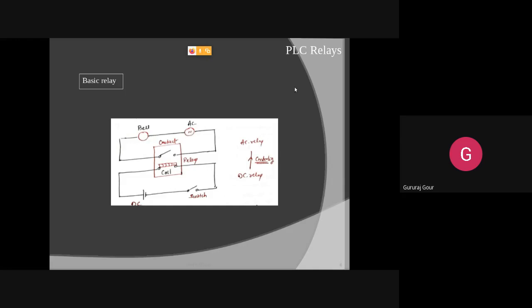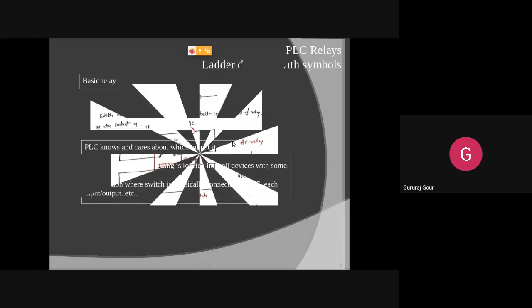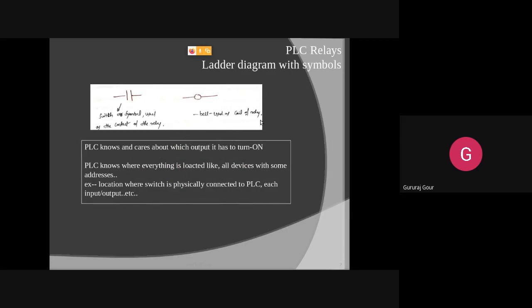This is the basic relay that we understood as the PLC relay. So here in this hybrid one, we turn the bell on and off with the help of the DC switch, while the bell is actually powered by the AC. This is a very key element. Next, we'll try to understand various applications of the PLC with the help of the ladder diagram with the various symbols.